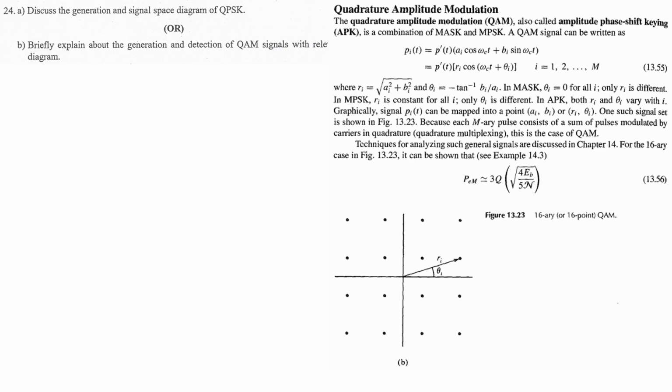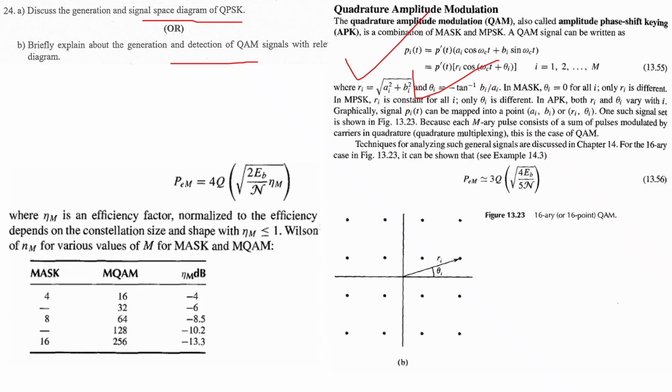Okay, so the fourth question is regarding QPSK, and another one is QAM. So regarding QPSK, you can see this is your QAM, that is quadrature amplitude modulation. So phase and amplitude both will vary.